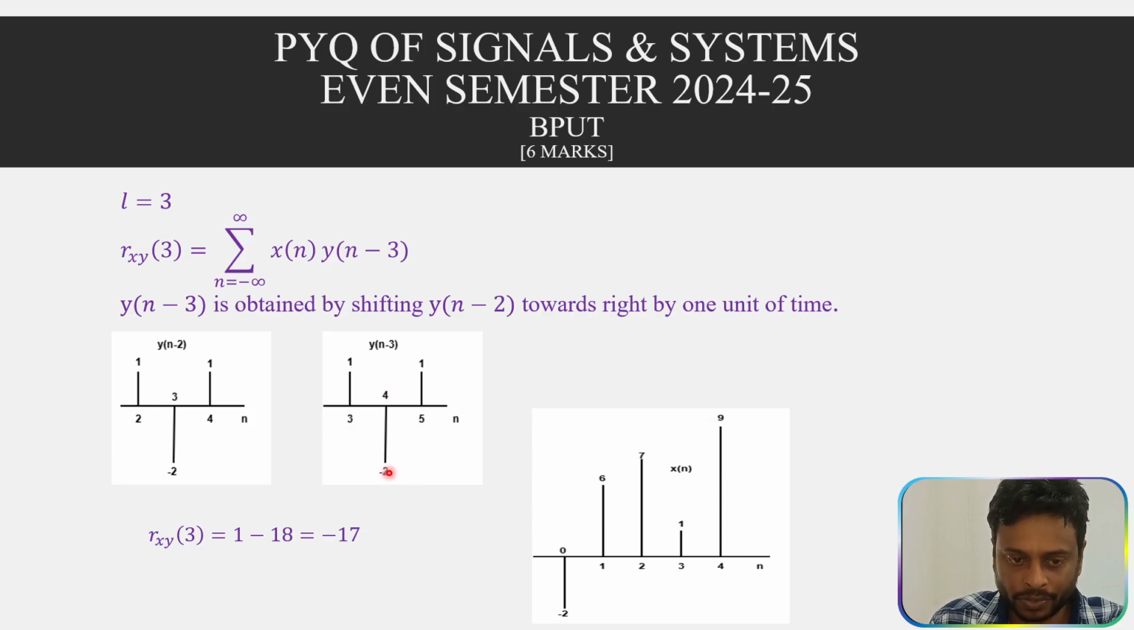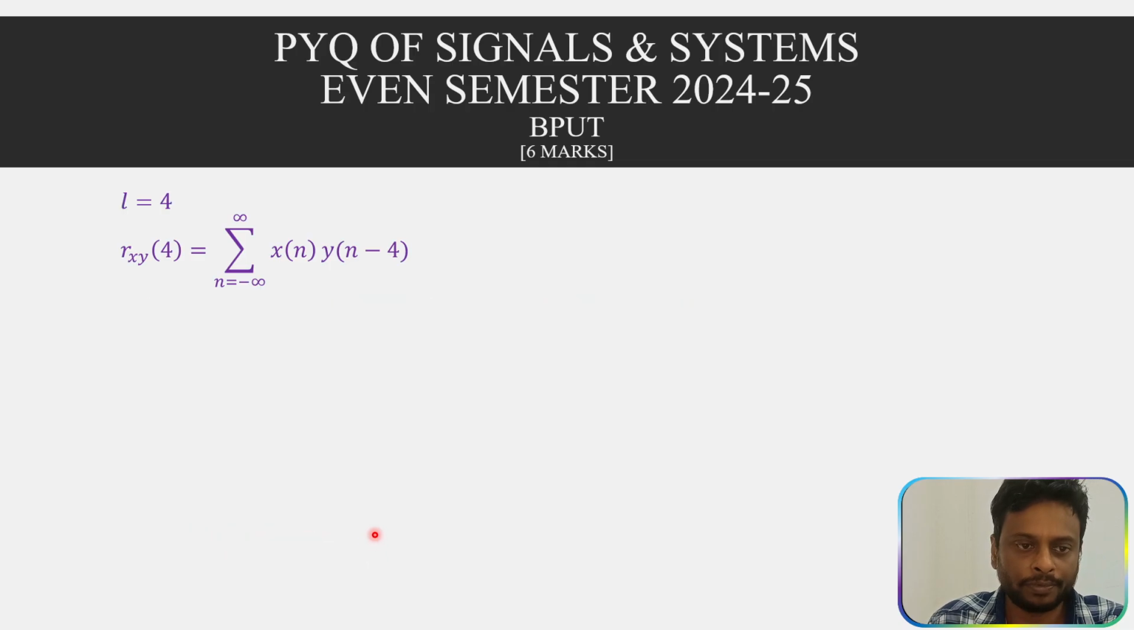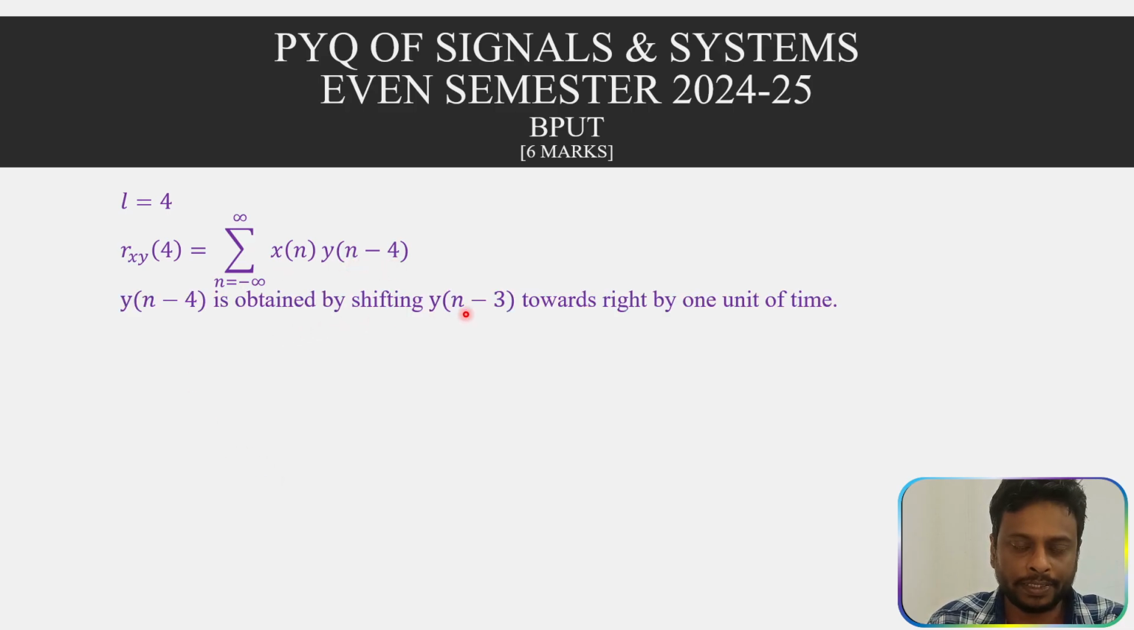So 9 into -2 will be -18, it will be -17. Okay. Next is for L equal to 4. So that will be y of n minus 4, that will be obtained by shifting y of n minus 3 towards the right by 1 unit of time.